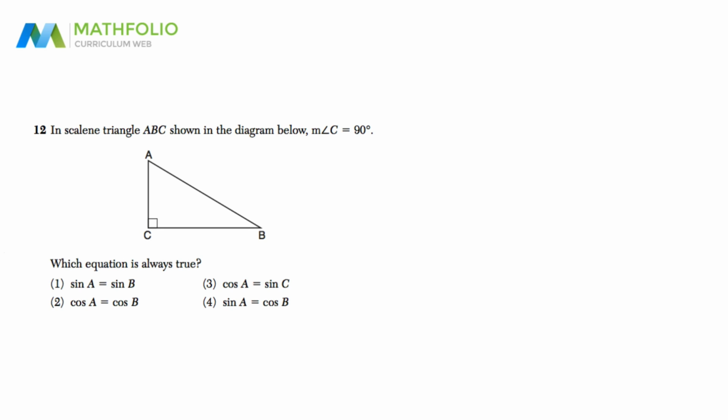Okay, question number 12. In scalene triangle ABC shown below in the diagram, the measure of angle C is 90. So we've got C right here, and that's labeled as 90 with the little square. It says which equation is always true? And then we have a few options involving sin, cos, and tan. So these are the trig ratios, SOH CAH TOA. So in order to prove which one is correct, let's label the sides.